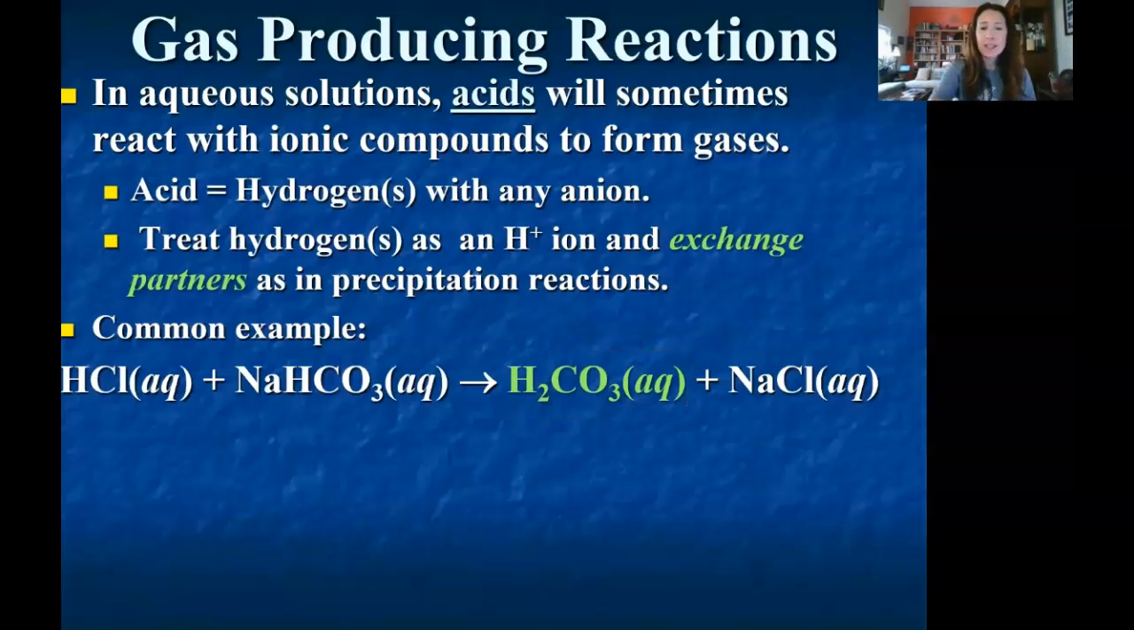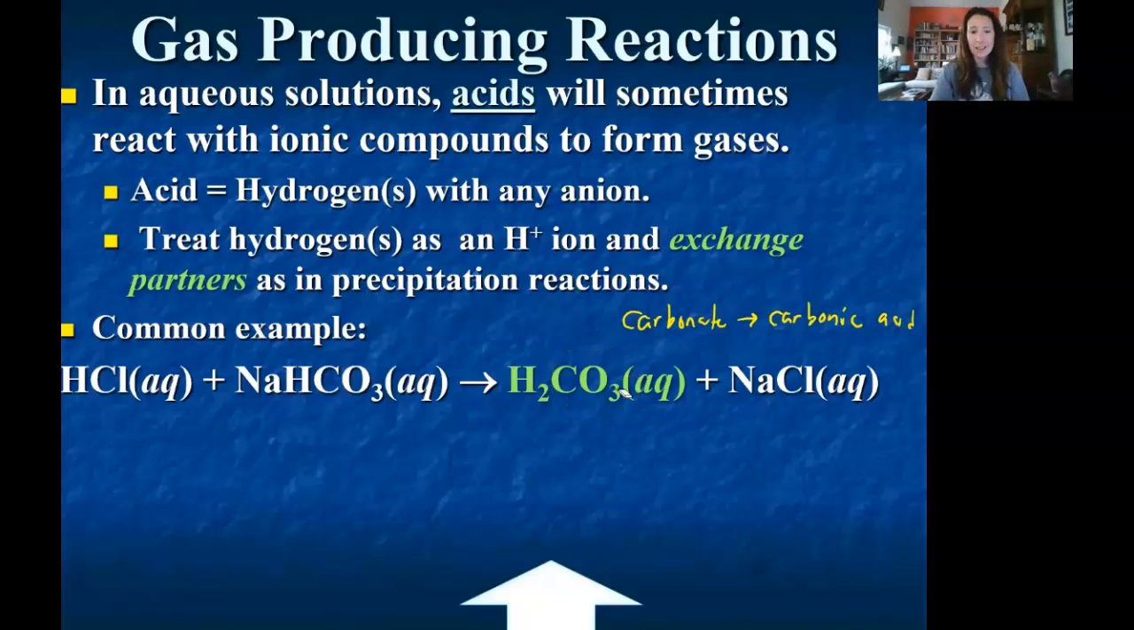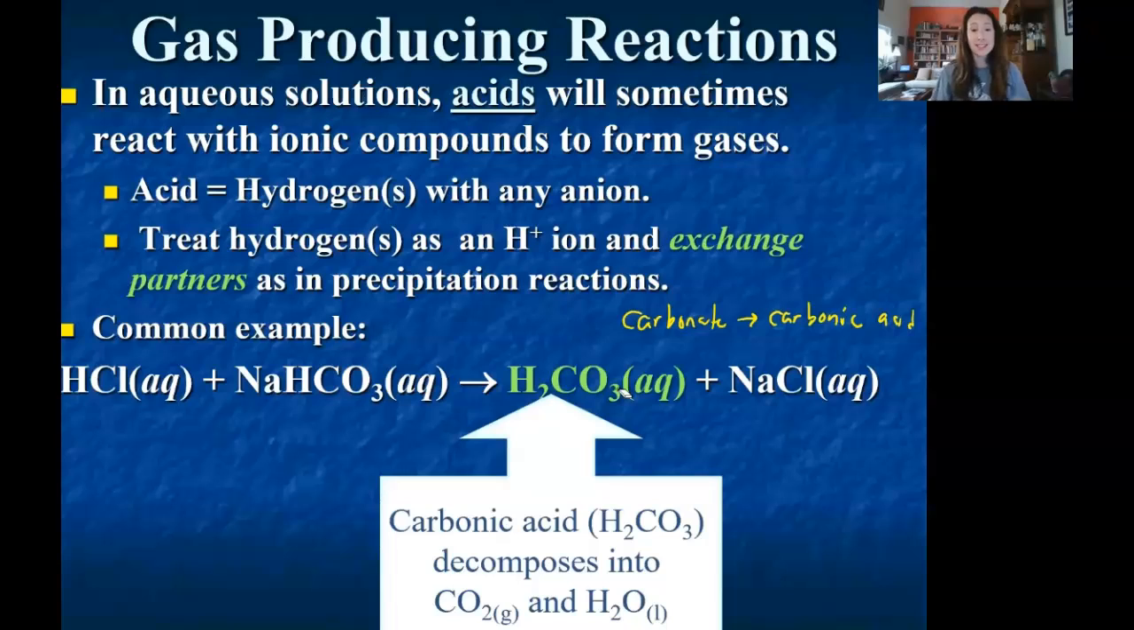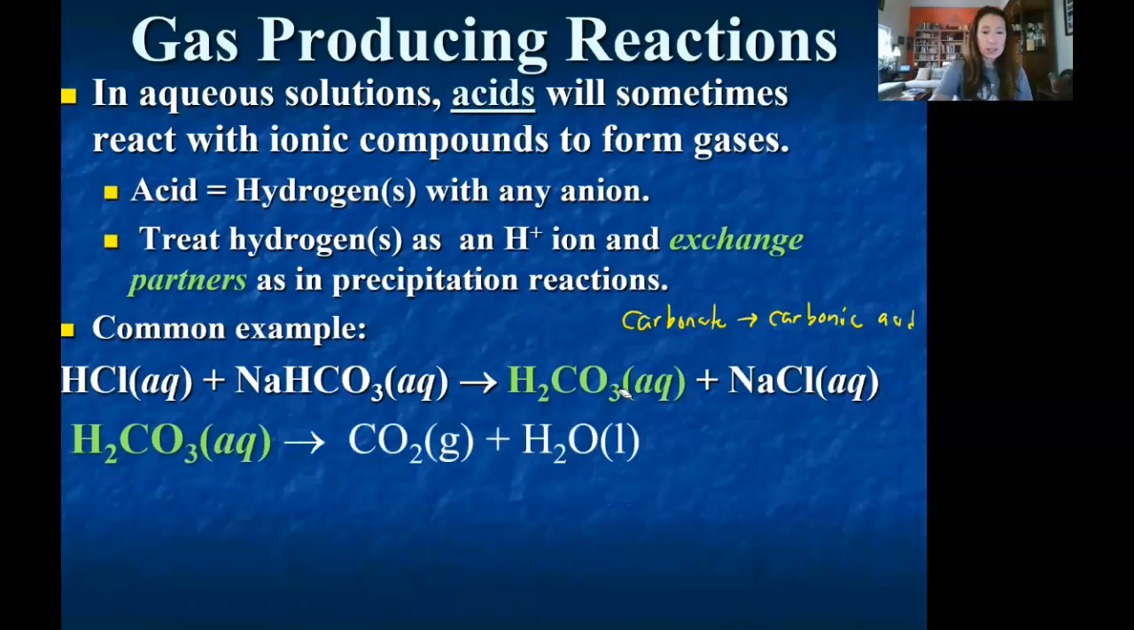Very good. Remember, because this is carb, right? This is carbonate. Carbonate becomes carbonic acid. This is carbonic acid. Now, carbonic acid is really special. It breaks down into CO2 and water. And so this is going to further break down into CO2 and water.